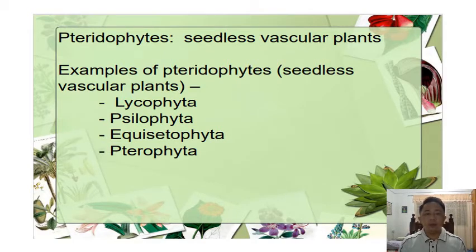Now, proceeding to the next group of plants, the pteridophytes. A while ago we said that the common characteristic of the pteridophytes is that they are seedless and they have the presence of xylem and phloem. That's why they are considered vascular plants. Examples of pteridophytes, or seedless vascular plants, are the Lycophyta, the Xylophyta, the Equisetophyta, and the Pterophyta.